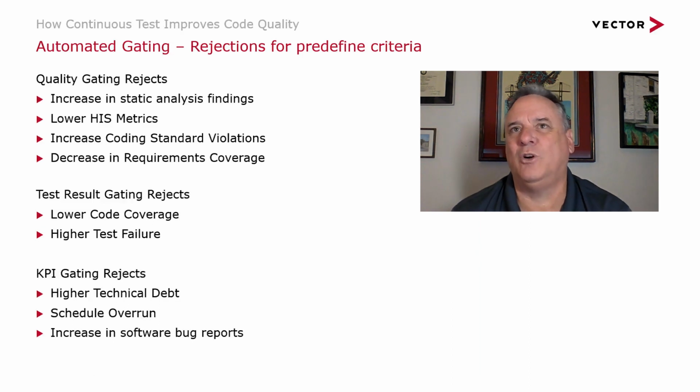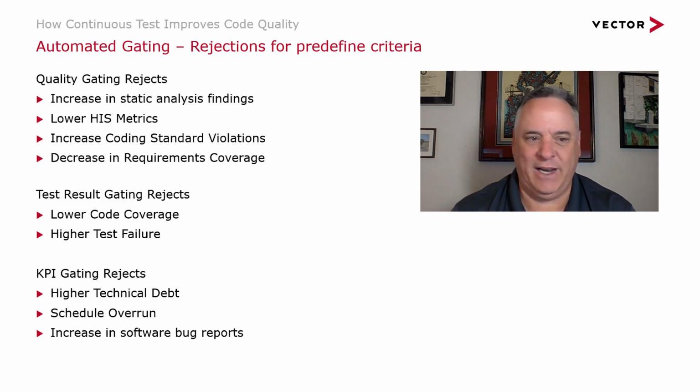And then for some of the more advanced dashboards, some of the more advanced things you can do, the KPI gating, where if you get a much higher technical debt, or you're looking at schedule overruns or an increase in software bug reports in this time frame, you may want to say, okay, let's hold off and let's go back and do some more analysis. The idea is these automated gates really are predefined, so you don't have to say, oh, is this one good enough, we'll let that one slide. It's there, and you pass or fail.